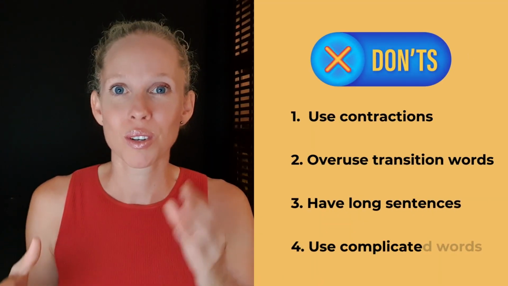Now, I've saved the simplest one to fix till last. Don't use complicated words. It's really easy in academic writing to get caught up using complicated words. I did this myself when I was in first year. I suddenly started using words like furthermore and moreover because I read them in journal articles and I thought that was how you were supposed to write. It's not. You want to use the simplest words possible.